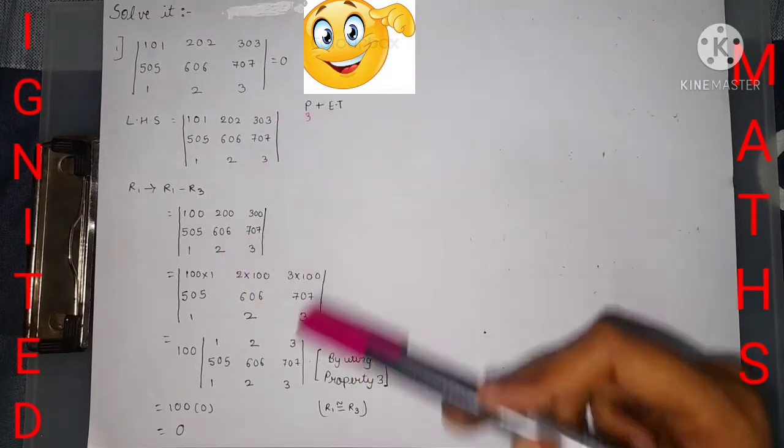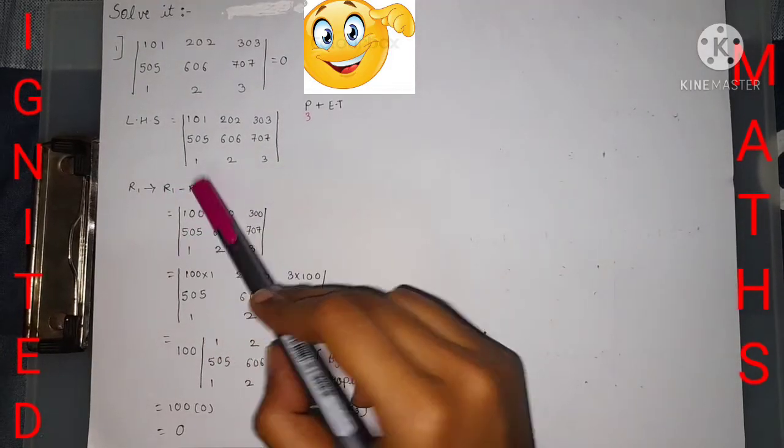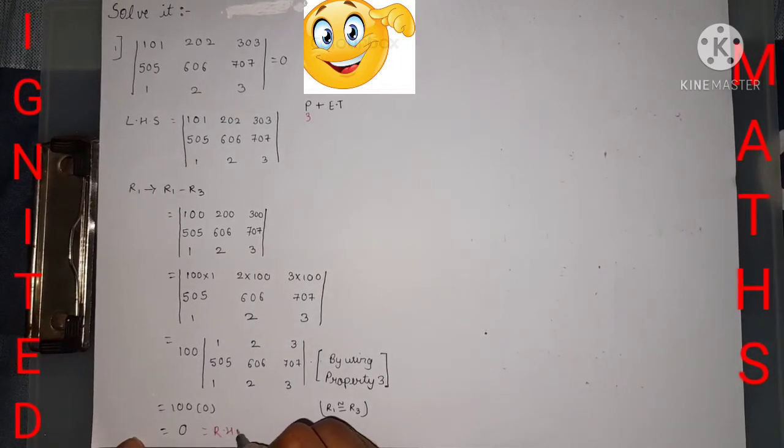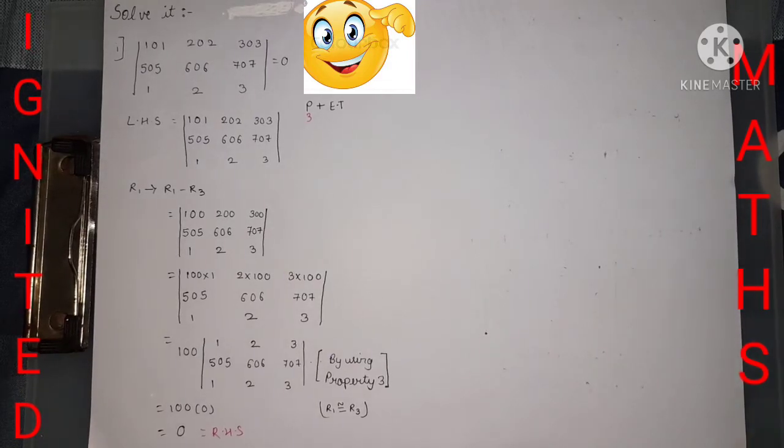So for that I have done some operations. Row 1 minus row 3, and I took the 100 term as common. By using the sum of these terms, I got the answer as 0. So 0 is nothing but the RHS. Right? Now let's take the other example.